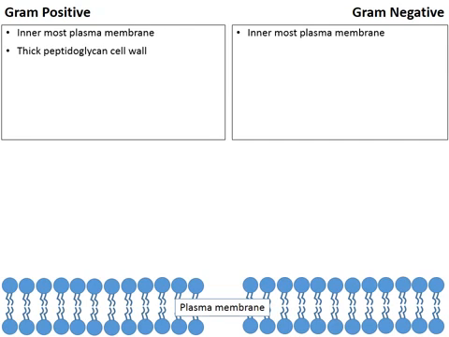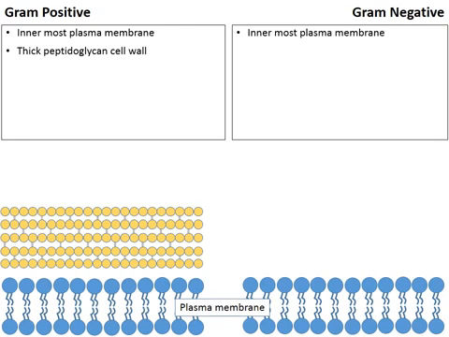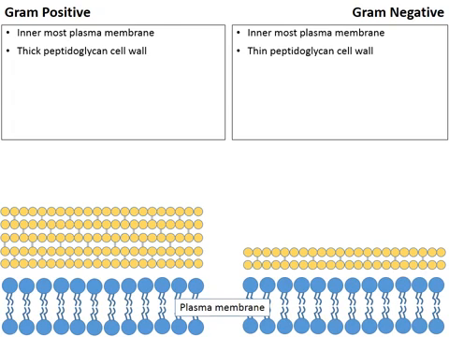Now, the gram-positive bacteria have a thick cell wall made up of peptidoglycan, and there it is, about 5 layers thick in my animation. The gram-negative bacteria also have a cell wall, it's just thinner, so there it is, only 2 layers thick in my animation. Again, these are both the cell wall of the bacteria cells.